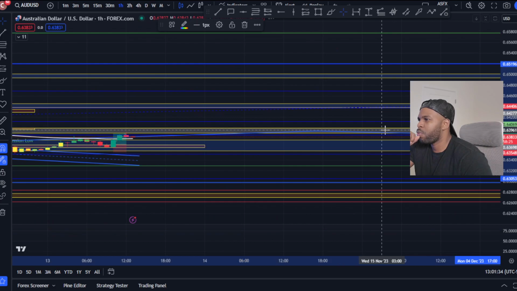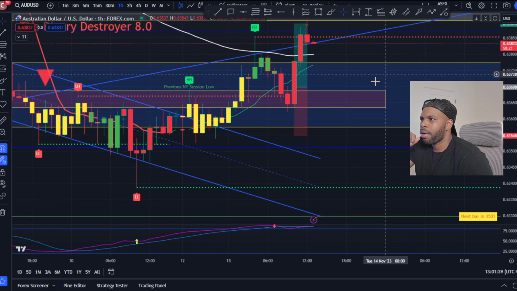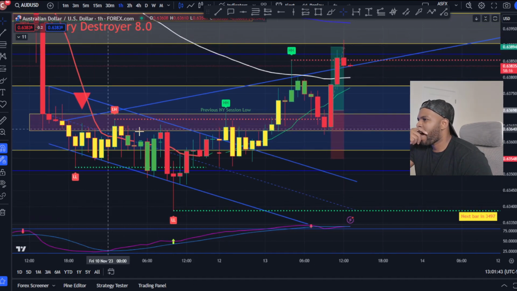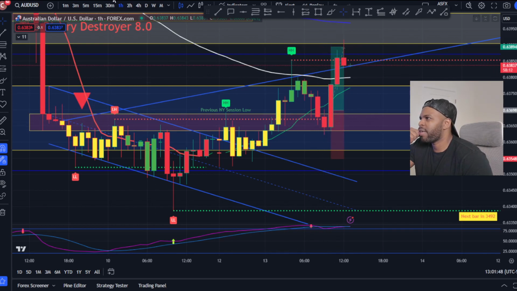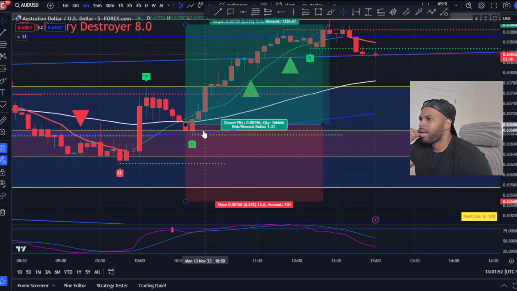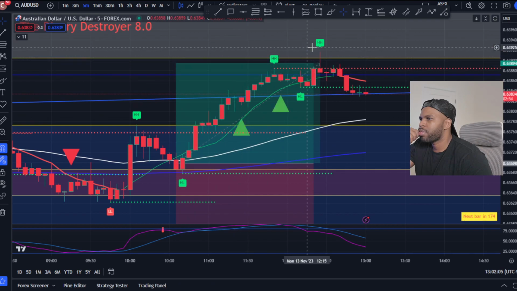Now, if I break it down to the 1 hour here, you'll see how I got this set up here. I have a previous U.S. session high here, and price was basically rejecting this area here. So I broke it down to the 5 minute, and I got in right here off of the rejection, right on the 200 EMA, and as you can see, I rolled it all the way up to the next zone.